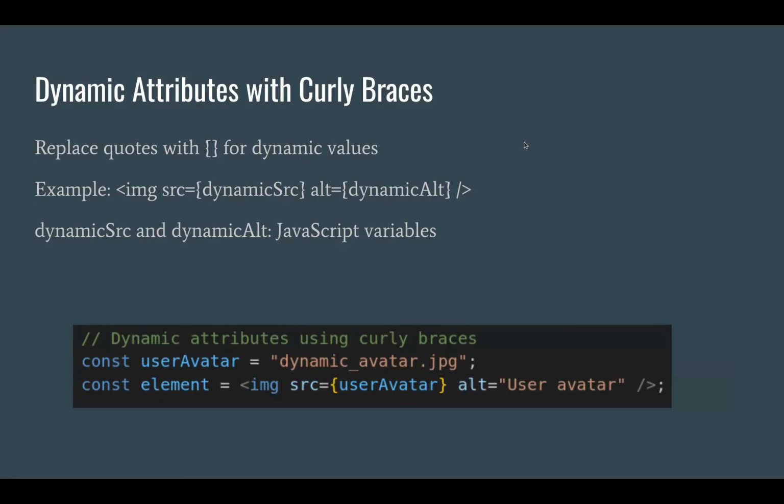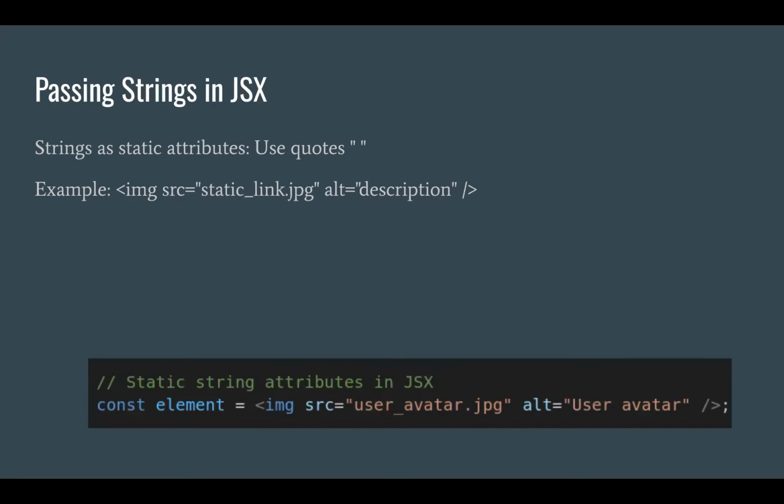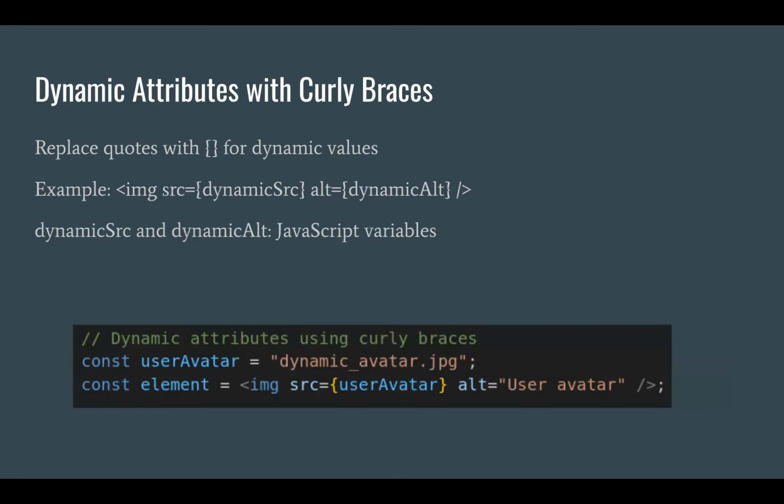Dynamic attributes with curly braces. But what if, unlike the previous example we saw, our content isn't static? What if we want our image source or alt text to change based on user actions or other dynamic conditions? This is where curly braces come in. By replacing quotes with curly braces, we can tell JSX to evaluate the content as JavaScript, allowing us to insert dynamic values directly into our JSX attributes.